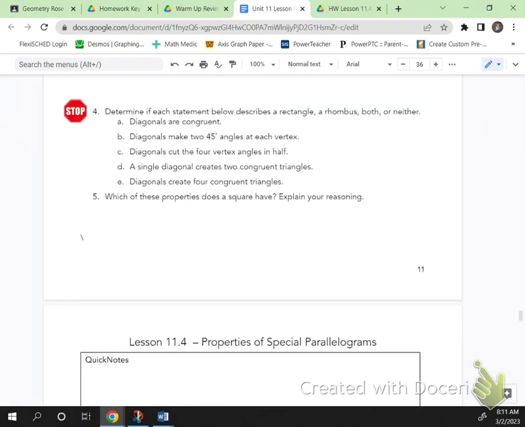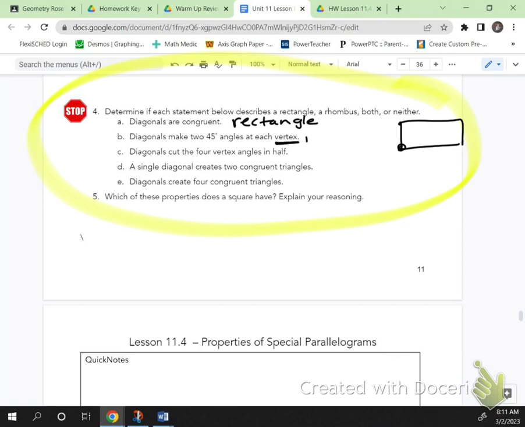Now that we listed all the properties, ready, set, go. With your partner. Rectangle. What about B? What do you think? Now it's talking about each vertex point, so like the corners. Does that change your answer? It's neither.